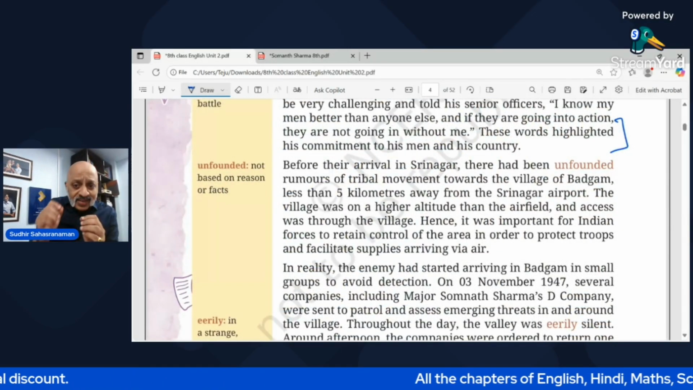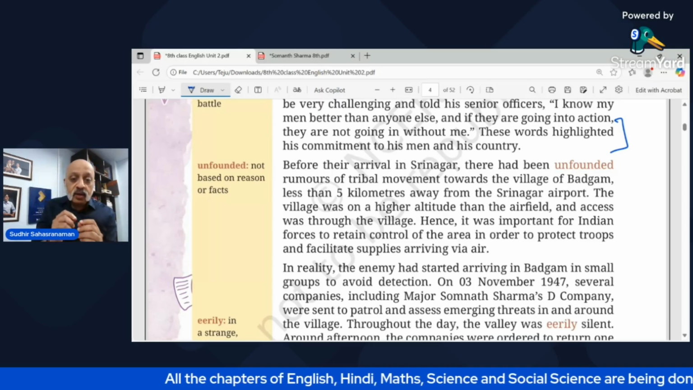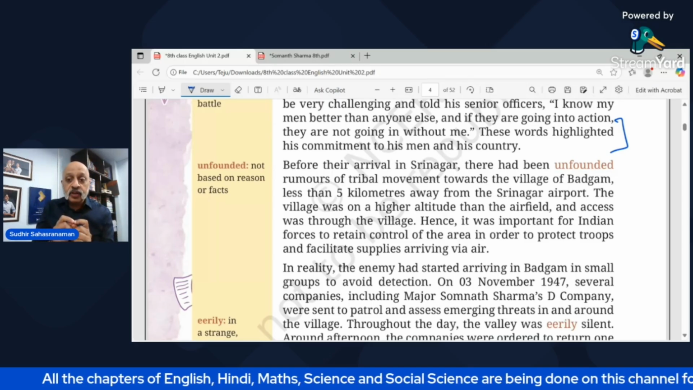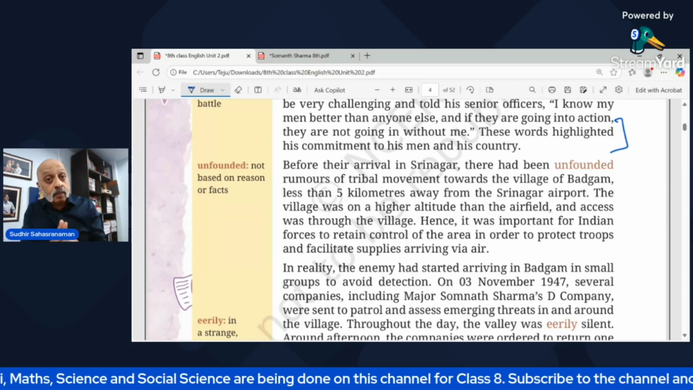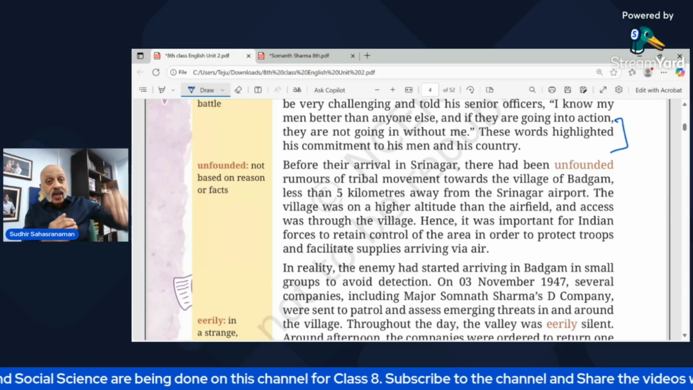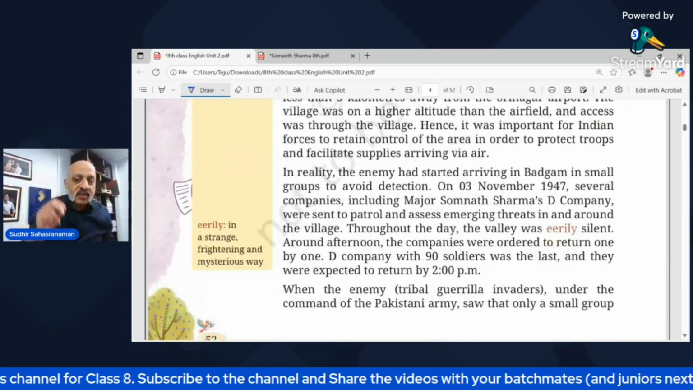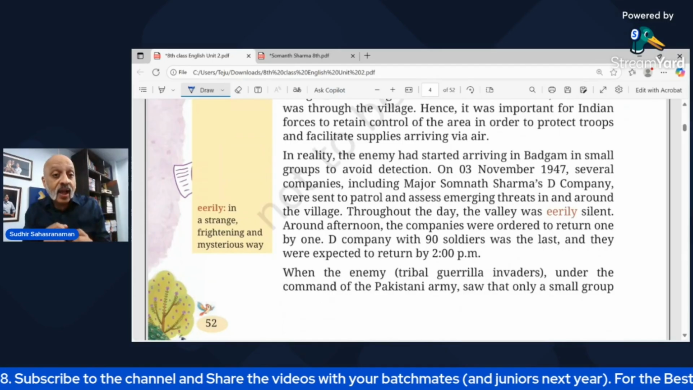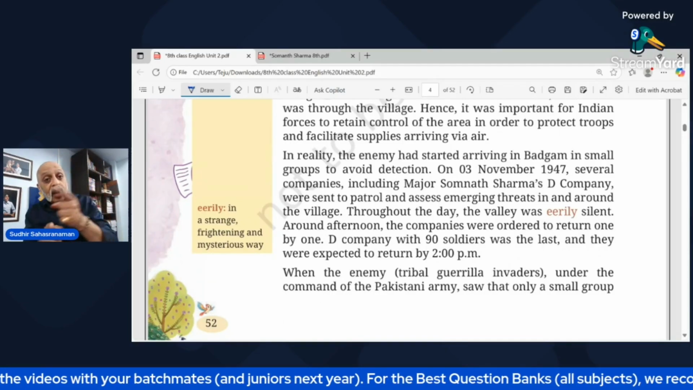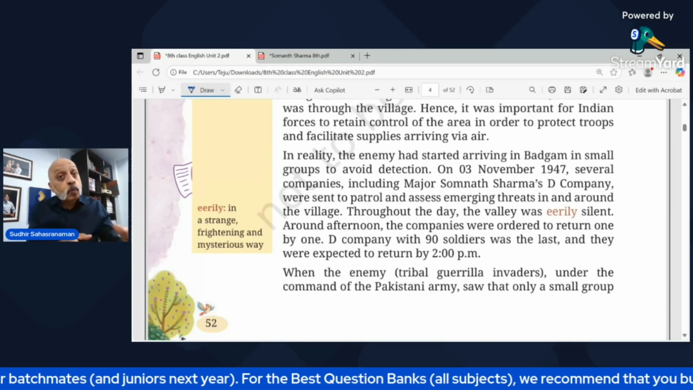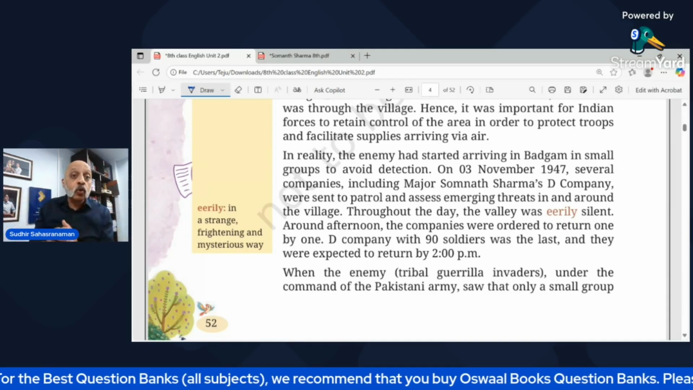So hence it was important for Indian forces to retain control of the area, that is Badgam village, in order to protect the Indian troops and facilitate supplies arriving via air, so that any planes coming should not be at any kind of risk. But what had really happened was that the enemy, the Pakistani invaders, had started arriving in Badgam in small groups to avoid detection, so that nobody could discover them.